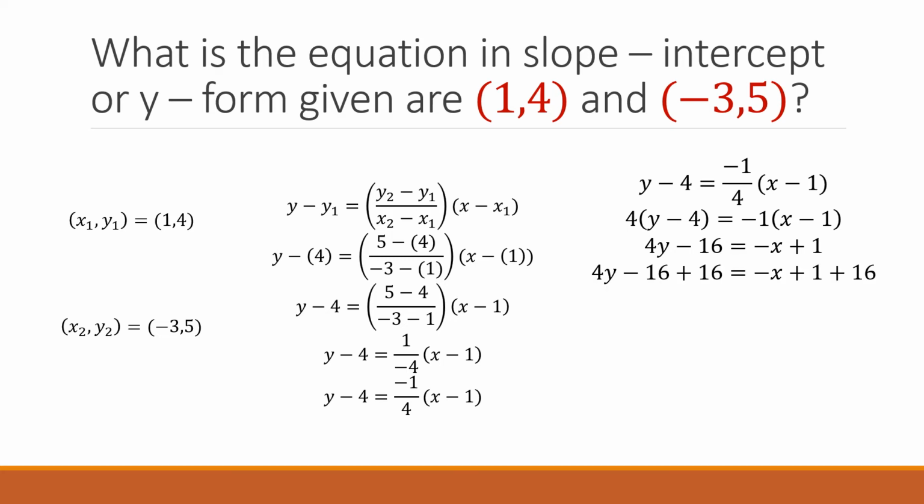Adding 16 to both sides, I have 4y minus 16 plus 16 is equal to negative x plus 1 plus 16. So the sum would be 4y is equal to negative x plus 17. Now dividing both sides by 4, I have 4y over 4 is equal to negative x plus 17 all over 4. Having that, y is equal to negative x over 4 plus 17 over 4, where the slope is negative 1/4 and the y-intercept is 17 over 4.